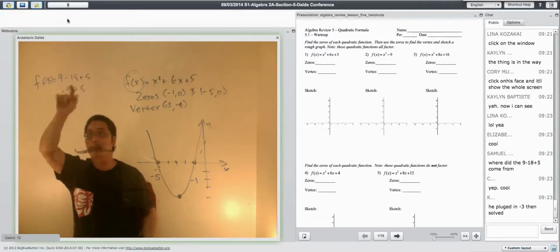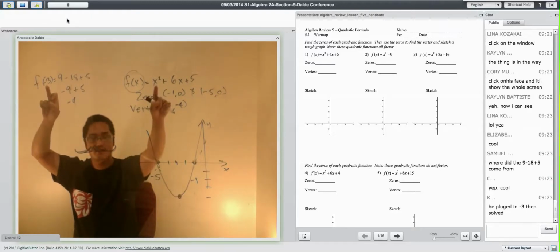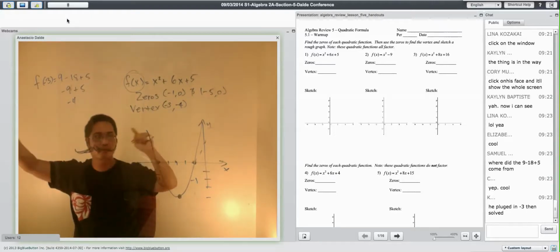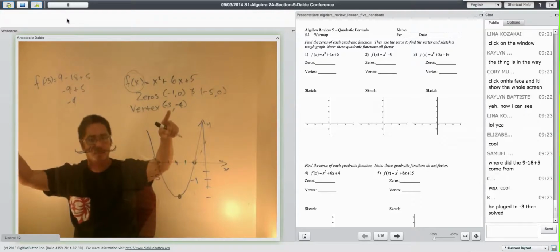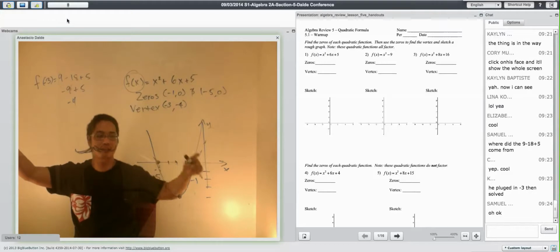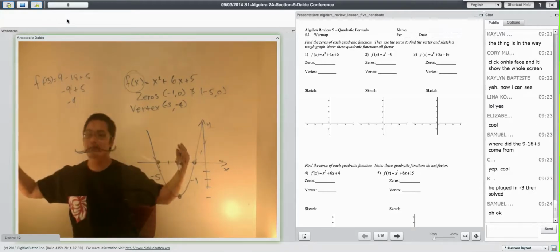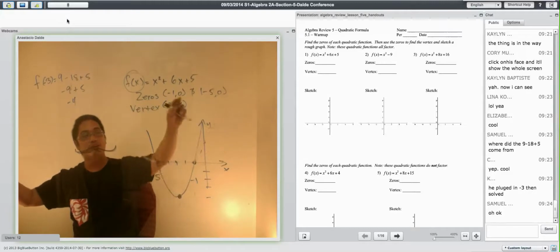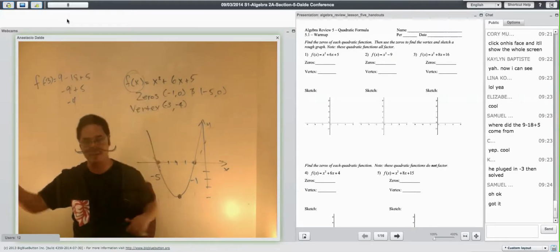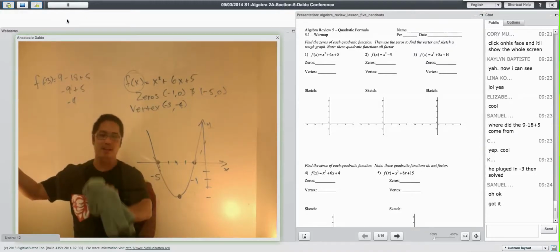Where did I get 9 minus 18 plus 5? Well, I plugged in negative 3 into here. Where did I get that negative 3? Well, I knew that that was the x-coordinate of the vertex, so I wanted to figure out what the y-coordinate of that vertex was. I knew it was in between negative 1 and negative 5. Where did I get that negative 5 and negative 1? Well, I figured out what the zeros were of this equation. That basically recaps what we did for the last half hour.